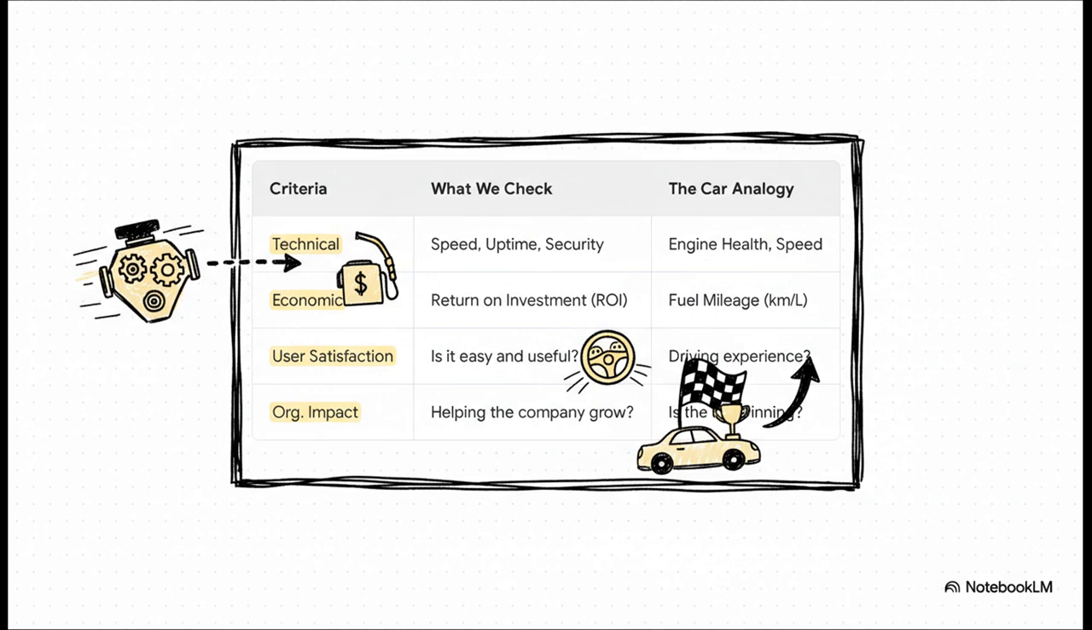How efficient is it? Then, user satisfaction. Do people actually like using it? Is it easy or is it a headache? This is all about the driving experience. And finally, the big one, organizational impact. Is this system helping the company grow and succeed? Is our car actually winning any races?